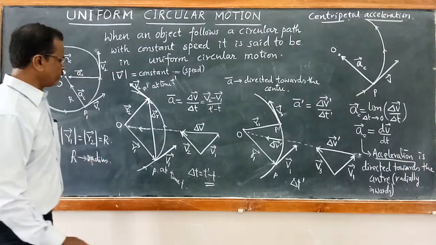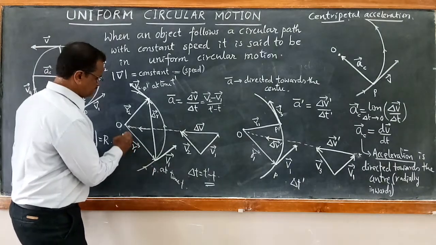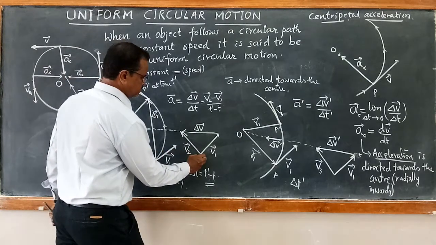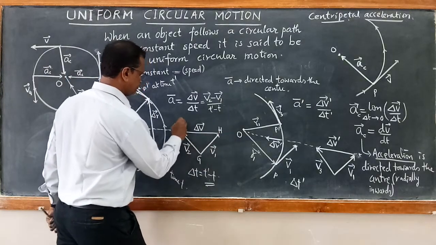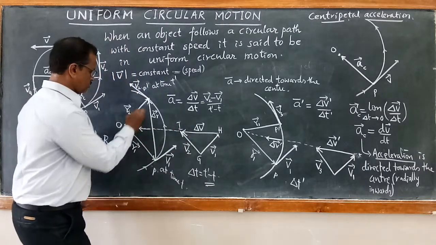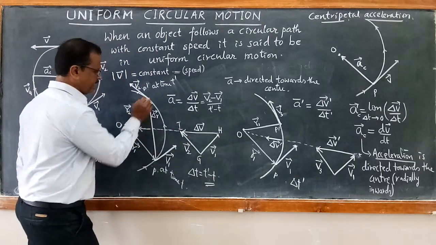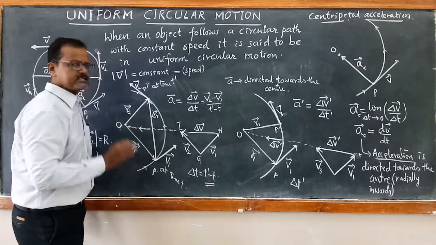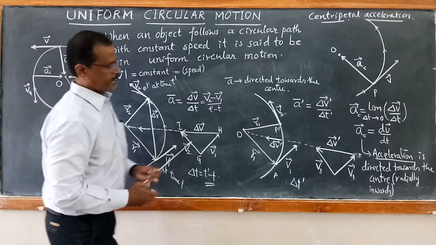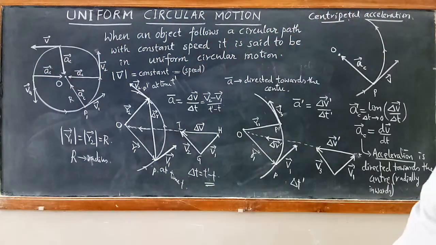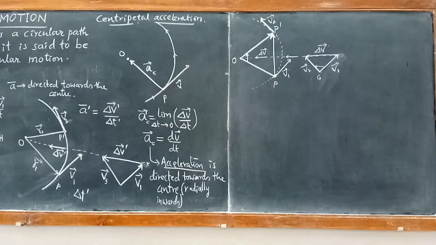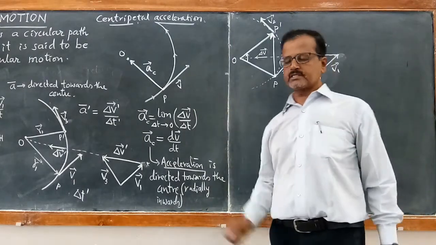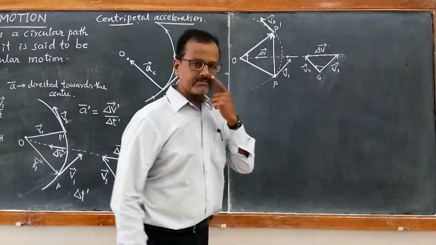Using this vector diagram, we are going to consider these triangles OPP dash, and I will call this one GHI. So these are the two triangles, OPP dash and GHI. We are going to prove that these two triangles are similar triangles. We have found out the direction of the acceleration which is directed towards the center. Now we are going to find out the magnitude of this acceleration.